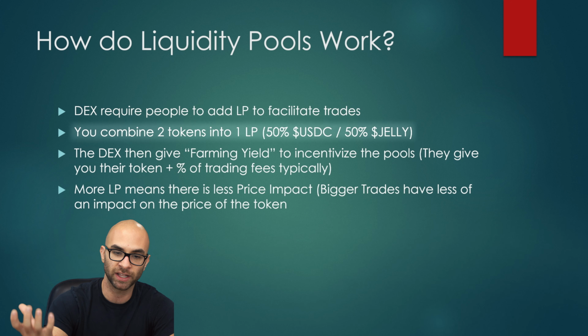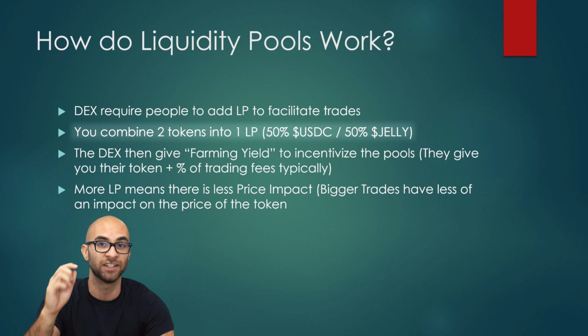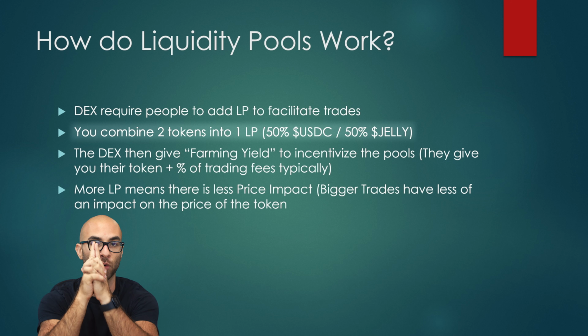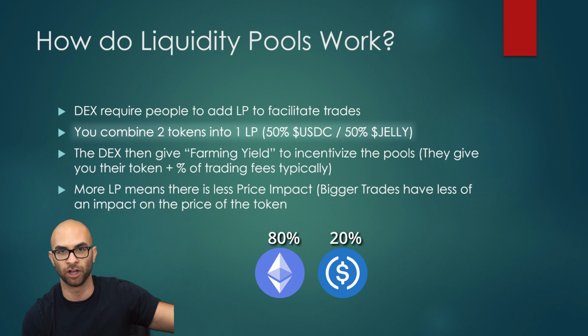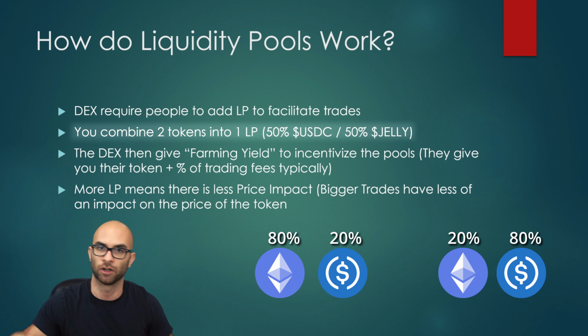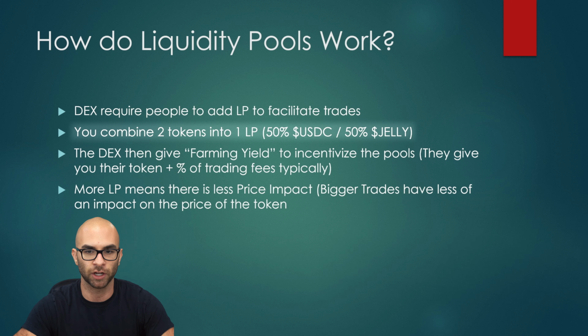And the way the liquidity works is someone can come along and they can combine two tokens into one token, or a liquidity pair token. And oftentimes it's 50-50, but you can have situations where it's 80% Ethereum and 20% USDC, or 20% USDC and 80% Ethereum. There's all these different combinations, but for the most part, guys, it's 50-50.